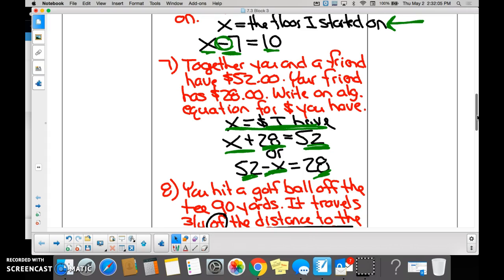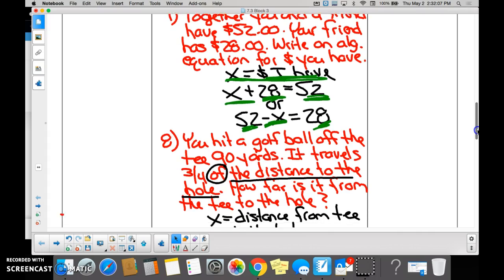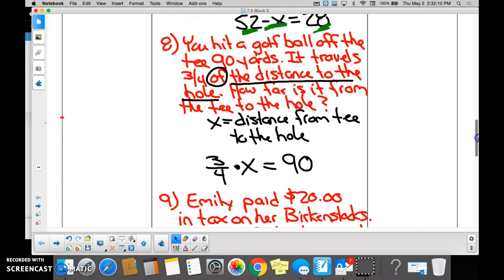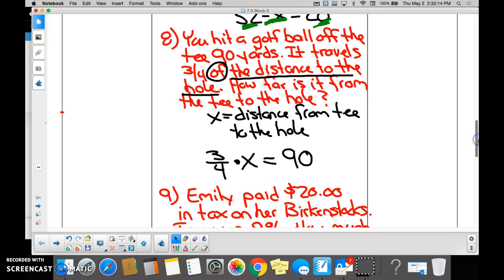Yes. Number 8, this is my favorite one. You hit a golf ball off the tee 90 yards. It travels 3/4 of the distance to the hole. What are we looking for? The distance from the tee to the hole, which is what we call our variable, right? And we know that we hit the ball 90 yards. But is that the distance to the hole? No, because we hit the ball 3/4 of the distance from the tee to the hole, right?